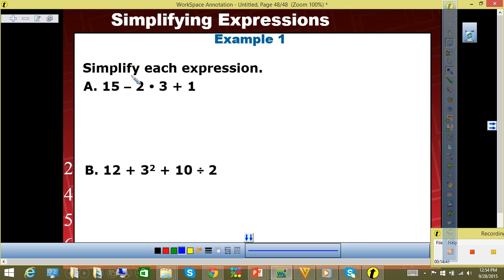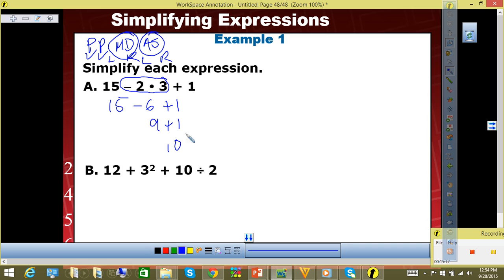Let's do these together since we already know how to do these. I'm going to write parentheses, power, multiplication, division, addition, and subtraction. Do we have any grouping symbols? No. Powers? Multiplication, division. I'm going to scan that from left to right. So this becomes negative 6 plus, bring down the 15 and the 1. Then addition and subtraction from left to right. 15 minus 6, that's 9. Plus 1, that is 10.